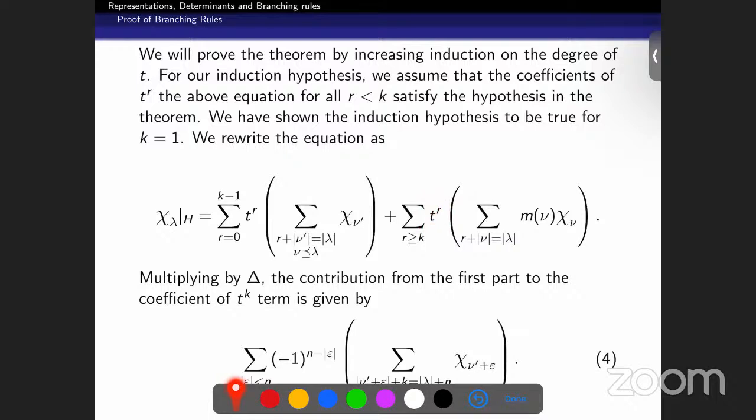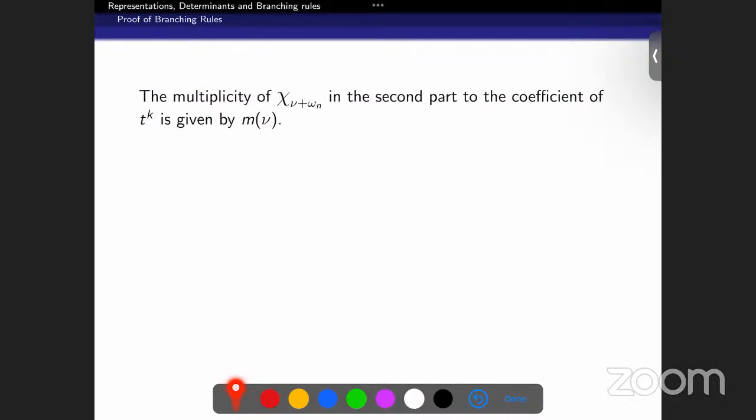And the determinant would just increase the power, would just increase it by this omega n. So omega n over here corresponds to 1, 1, 1, 1, 1, n times. Okay, so this is the term that we'll be getting.